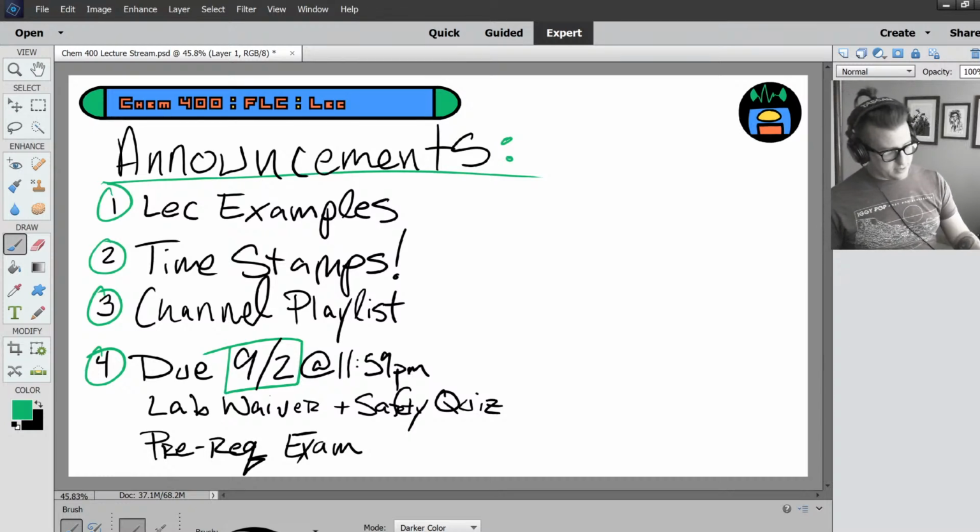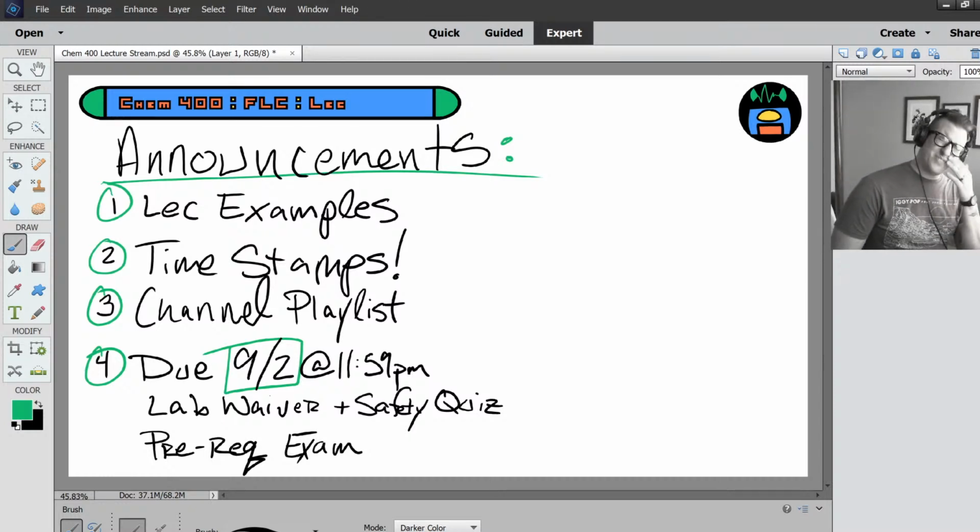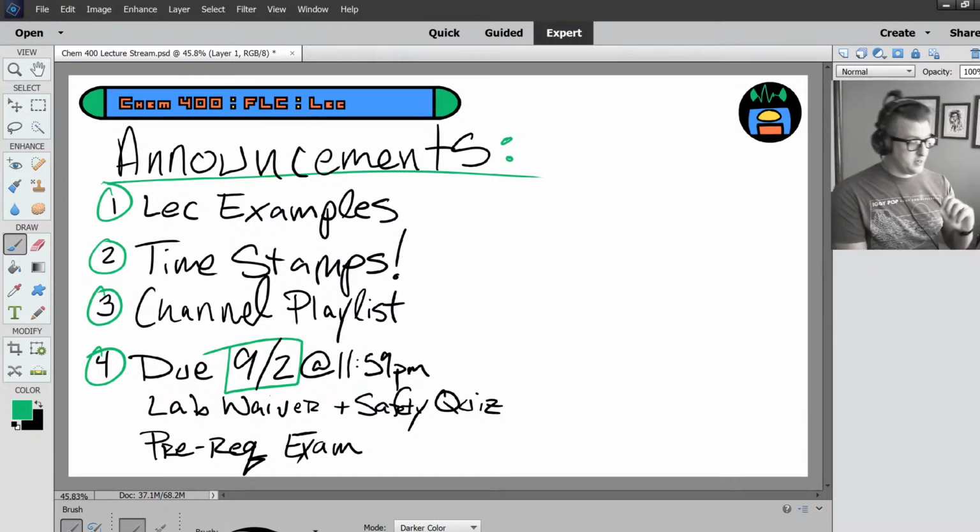If you don't complete the lab waiver and safety quiz, you don't have to worry about losing points. There's no points attached to them. But if you don't complete them, you'll be dropped and your spot will be given to a waitlisted student.